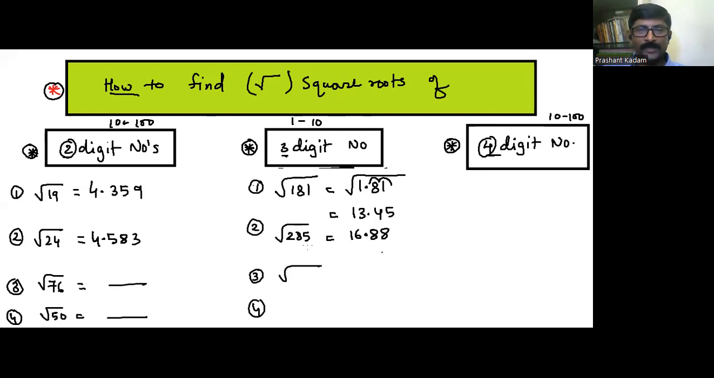See, it's very simple. 285 lies between which numbers? 285 lies between 256 and 289, isn't it? Now the square root of 256 is 16 and the square root of 289 is 17, so the answer has to be between 16 and 17, which is 16.88. So we verified it.